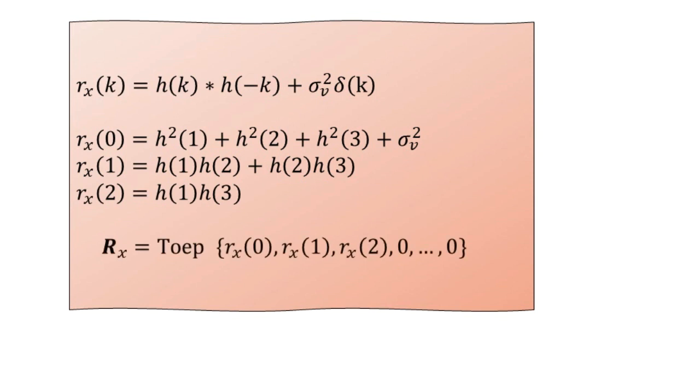So finally the autocorrelation matrix of x of n will be a Toeplitz matrix having the form capital R suffix x equal to Toeplitz of the elements Rx of 0, Rx of 1, Rx of 2, and the rest of the elements are equal to 0. So this is the quintdiagonal matrix, that is, the only non-zero elements are along the main diagonal and the two diagonals above and below the main diagonal.